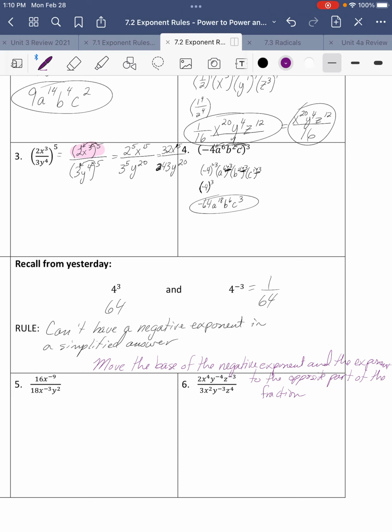So like 4 to the negative 3 is technically in a numerator right now. To make it positive, you're going to move that 4 to the negative 3 to the denominator. Since there's nothing left in the numerator, there's a 1 there. So it's 1 over 4 to the positive 3. Make the exponent positive. So the exponent has become positive. And then 4 to the third is 64.